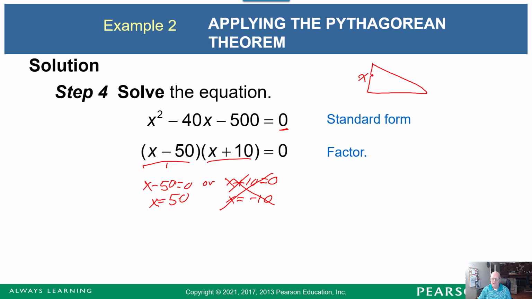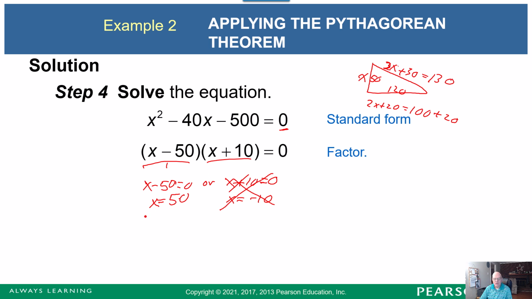Now, what do we have? That means we've got 50 here. Remember, this side was 2x minus 20. So we'll have 2 times 50 is 100. Oops, that's plus 20. So this side is 120, and this side is 2x plus 30. That gives us 130.